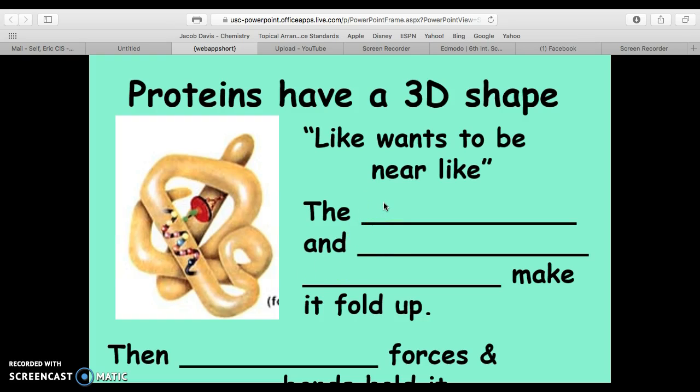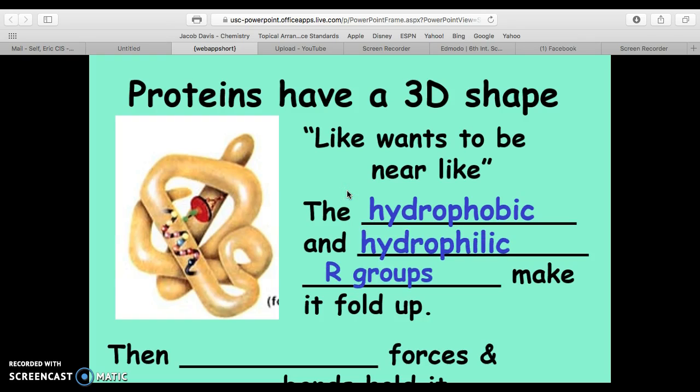Proteins have a 3D shape. The likes want to be near the likes, okay? And so the hydrophobics and hydrophilics mixed with the R groups are what makes it fold over on top of itself. And so you have an illustration here of what an actual protein looks like. Now, hydrophobic, let's break that word apart. Phobic refers to phobia, which means fear. Hydro refers to water. So they are afraid of water, or water fearing.